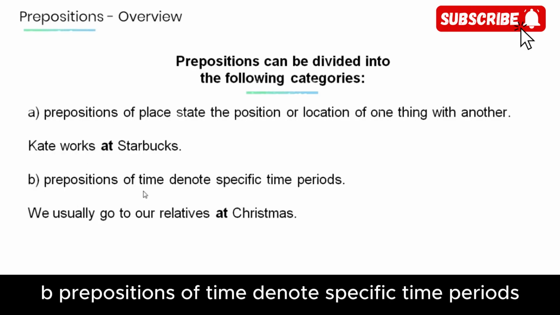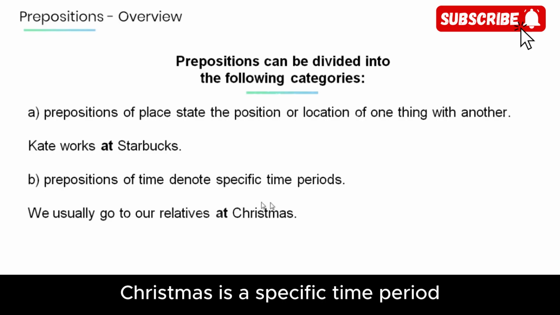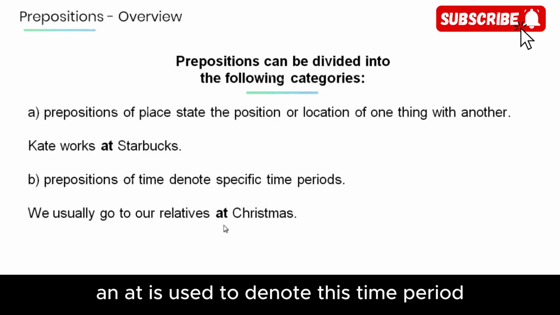B. Prepositions of time denote specific time periods. For example, we usually go to our relatives at Christmas. Christmas is a specific time period, and "at" is used to denote this time period.